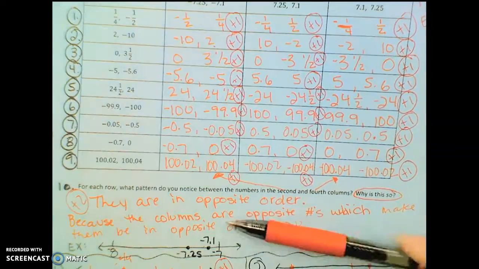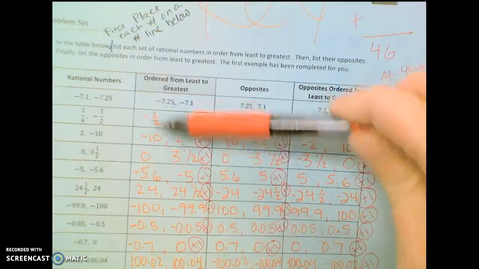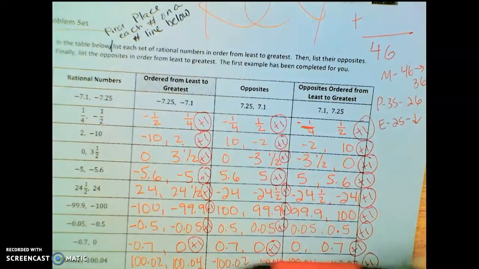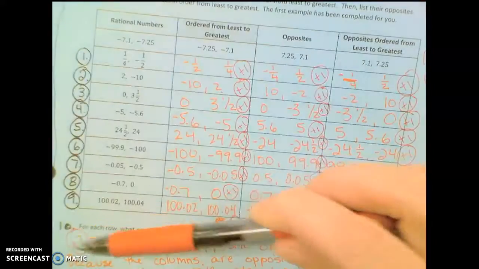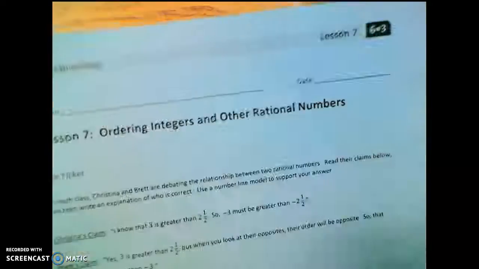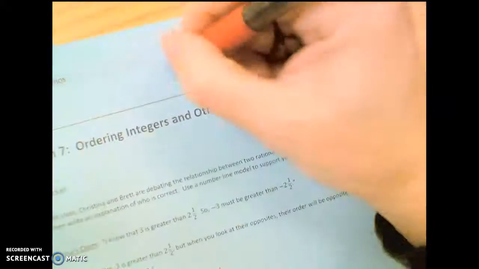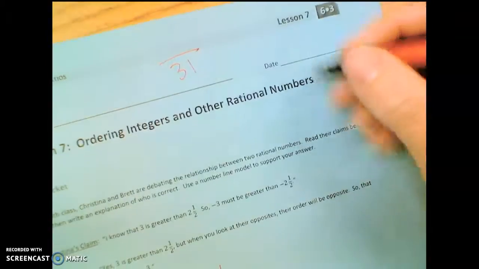So far we have 9 groups of 3 points. So that would be 27 points, 28, 29. And then on the exit ticket, we had 2 more, 30, 31. So please put how many you got correct out of 31.